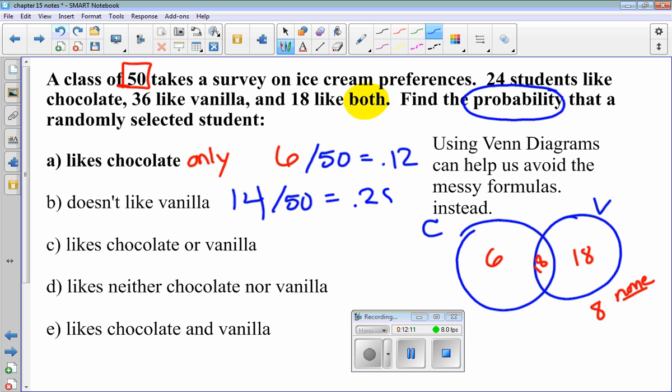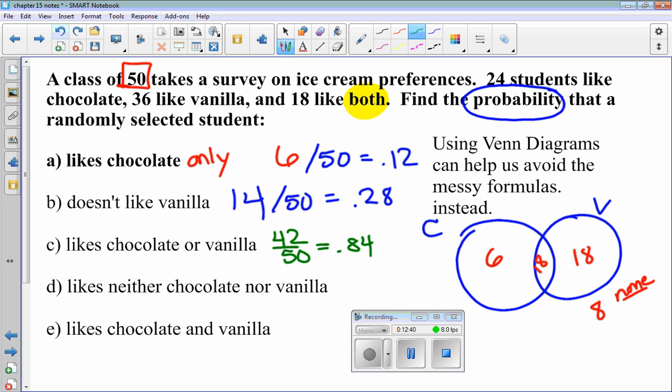0.28. Anyway, like chocolate or vanilla, what would I do in my Venn diagram? What am I going to add? Once it's in the Venn diagram, I simply am going to add, or it's everything inside. 42. 42 out of 50, and it's 0.84. So that's going to be 42 out of 50. 0.84, you said, John? Okay.